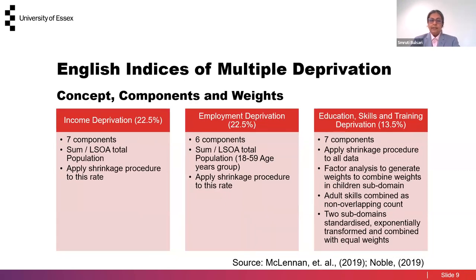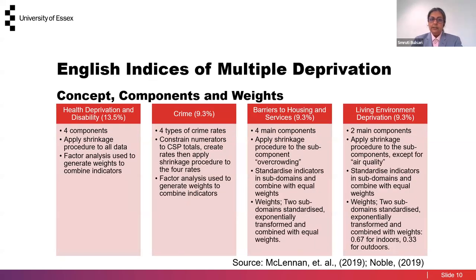Now, these individual domains: the income domain comprises seven components. Employment comprises six components. Education, skills and training comprises seven components. Health deprivation and disability, four components. Crime, four components. Barriers to housing and services, four components. And living environment, two components.